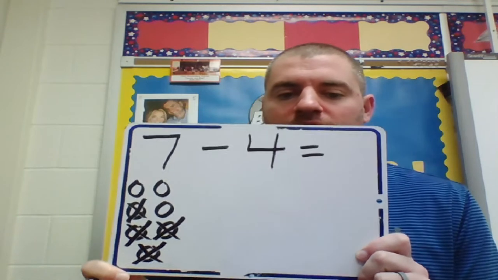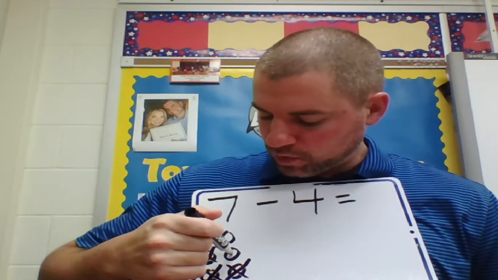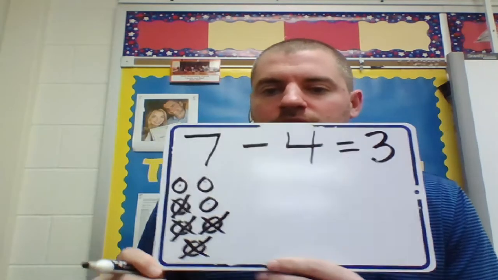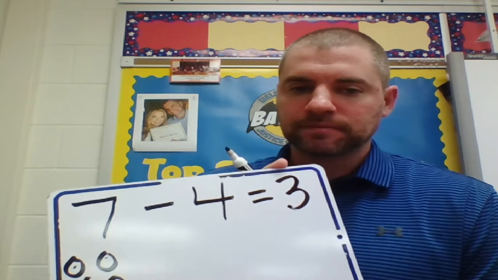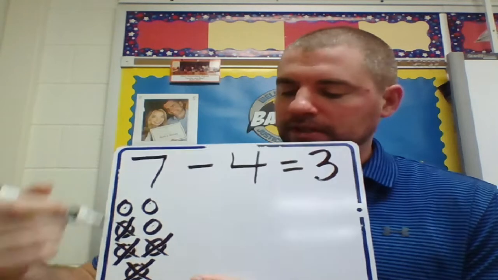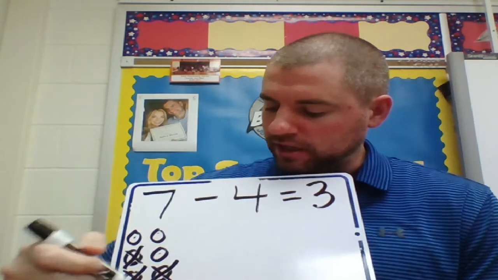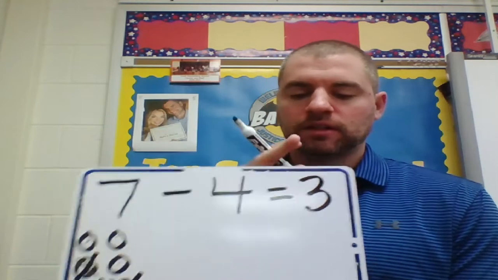I started with 7, I crossed out 4. Now I just have to count what I have left over, which is 1, 2, 3. All of the ones without an X on top are going to be counted for what I have left over. So now this says 7 minus 4 equals 3. Okay, so we started with 7. That's our group of 7 right here. We're taking away 4, which means this next number, I have to cross out 4. I count what's left over, and that's my answer.